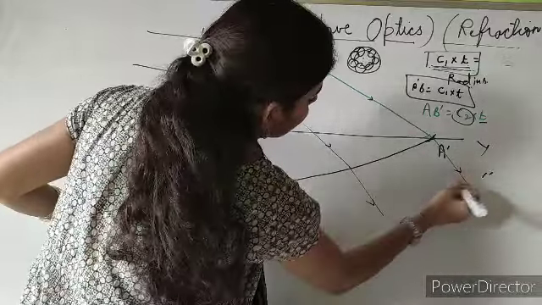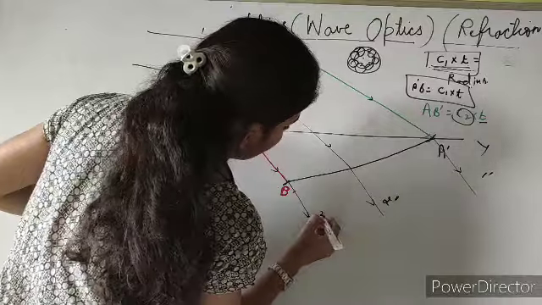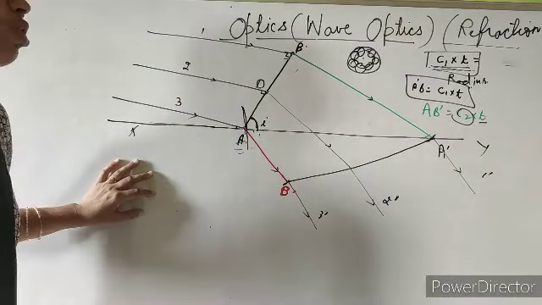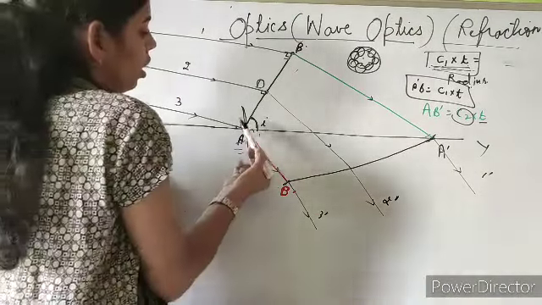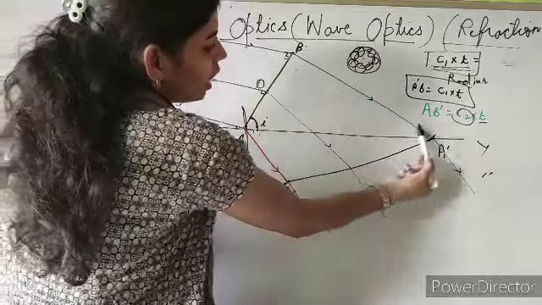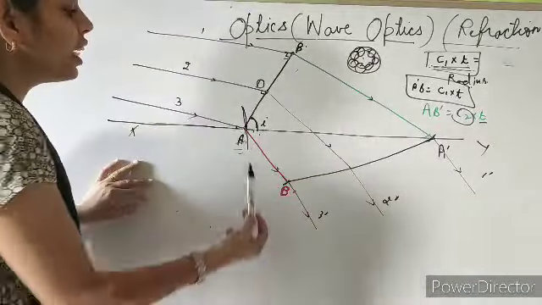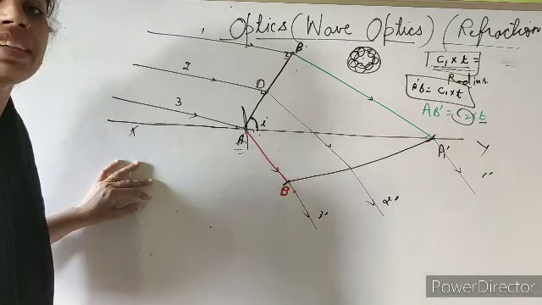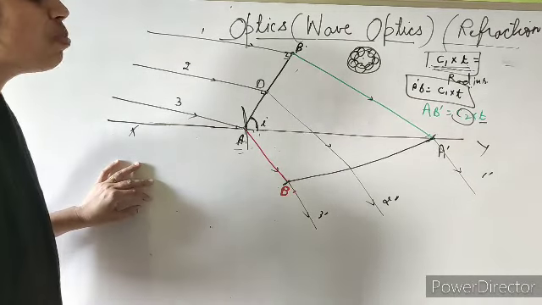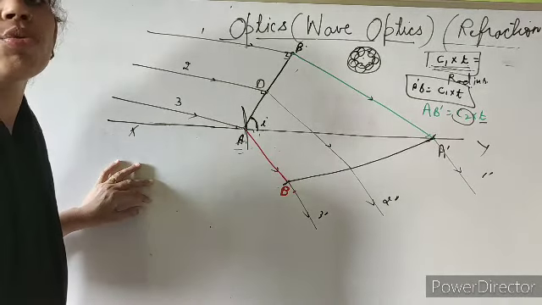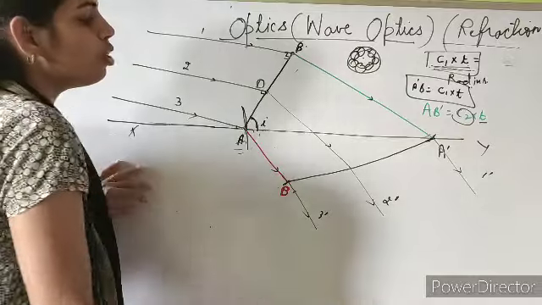This is 1 dash, this is 2 dash, and this is 3 dash. So you can see there is bending in the light rays when they travel from rarer medium to the denser medium. Now students, next point is where is angle of refraction? And this is angle of incidence.